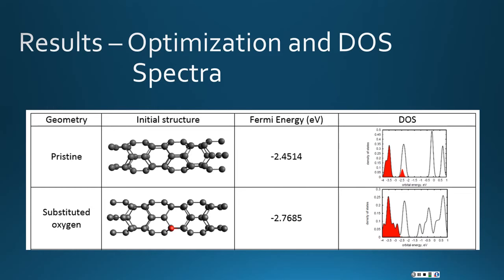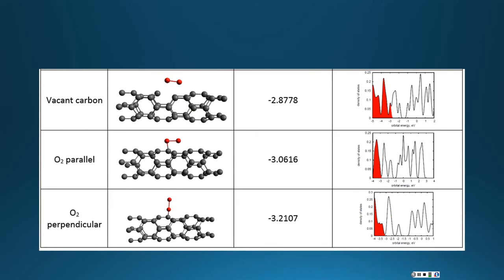the band gap of the modified system definitely decreases compared to the pristine. In this one, I have one of the carbons substituted with oxygen, and in a few other cases I remove one carbon from the nanotube and have one oxygen molecule on top of it, and in the other I put it either parallel or perpendicular to it, just to look at the result. The band gap definitely decreases significantly.